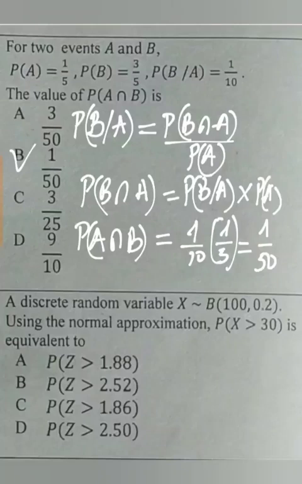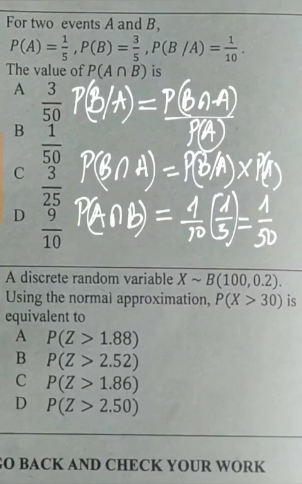In the last question, we have that a discrete random variable X follows the binomial distribution with parameters 100 and 0.2. Using the normal approximation, P of X greater than 30 is equivalent to, and we have these options. You have to note here that in order to estimate a discrete random variable using the normal approximation, there is the need to do a continuity correction.